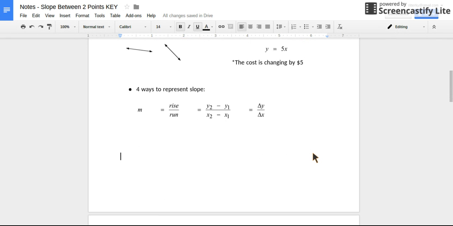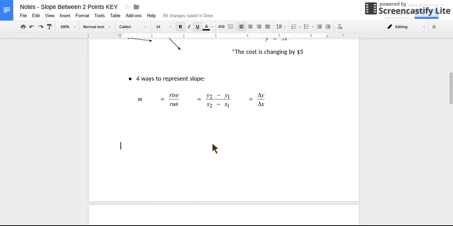There are 4 ways to represent slope. There are actually more, but we're just going to focus on these 4. M is the variable we use when we describe slope. We'll see that used in equations of lines. It is describing a ratio, so a fraction comparing two things. It's comparing the rise to the run. So we could talk about slope as a rise over run.